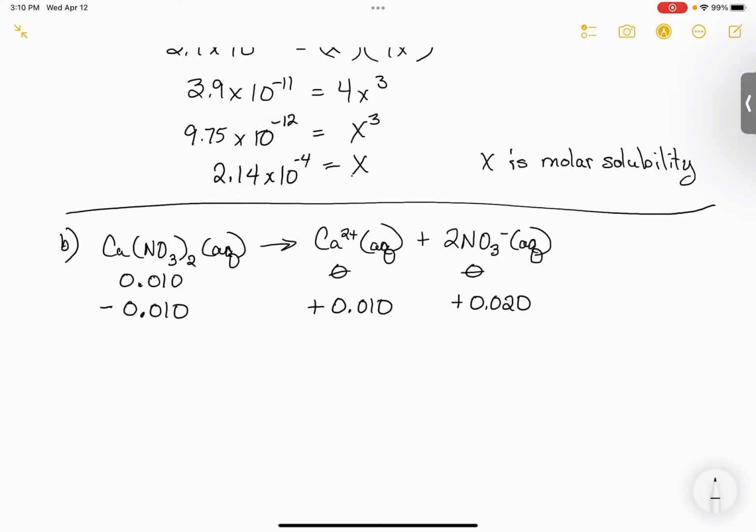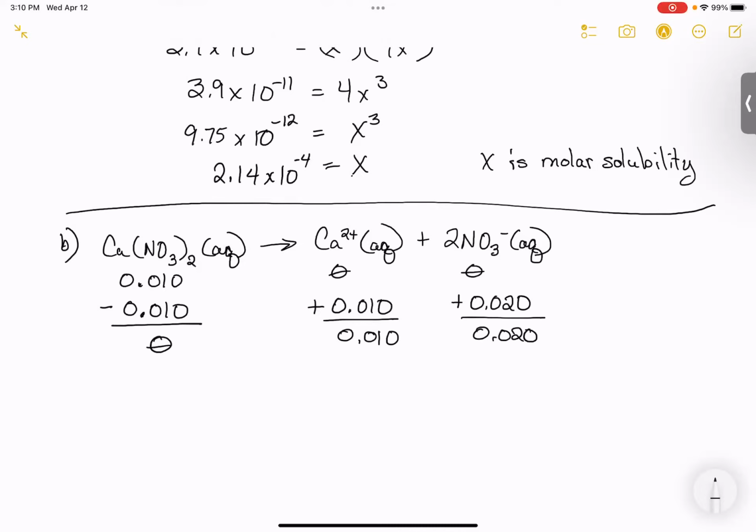Solubility rules, which you will be given. But nitrates, acetates, perchlorates, bicarbonates, they're typically soluble all of the time. So when it's all said and done, you'll have none of the calcium nitrate. You have 0.010 of the calcium, and you have 0.020 of the nitrate.